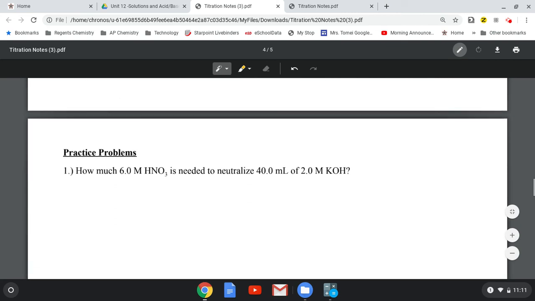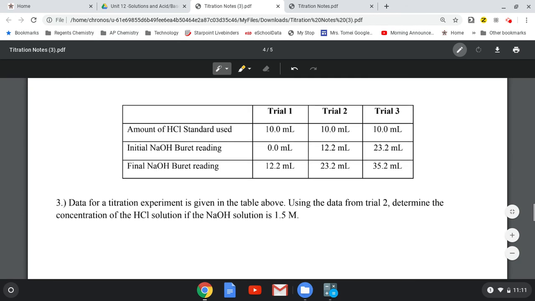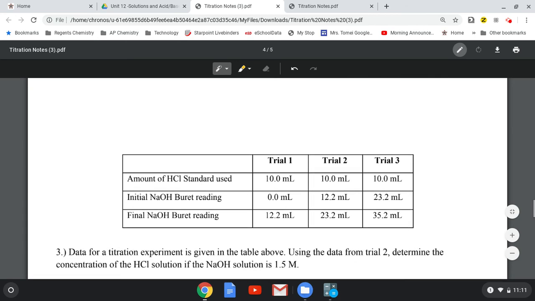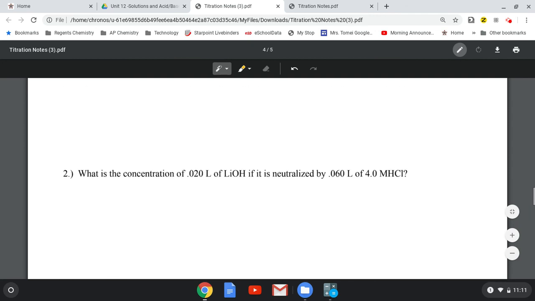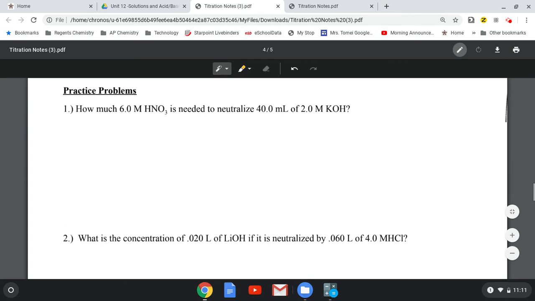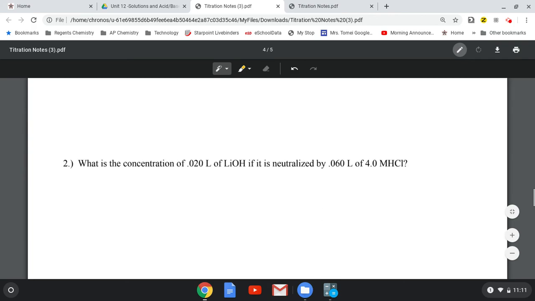Okay, so what follows this are 3 practice problems. And what I'd like you to do is stop the video, solve these 3, and then at the end of the EdPuzzle video, I'd like you to enter your answers for these 3 practice problems. So as you're watching this video, you will come to the end, and before you can get credit for the video, you will have to enter the answers to these 3 practice problems.